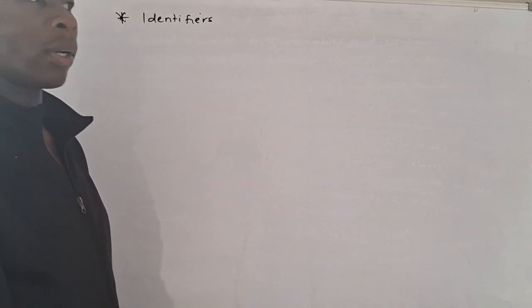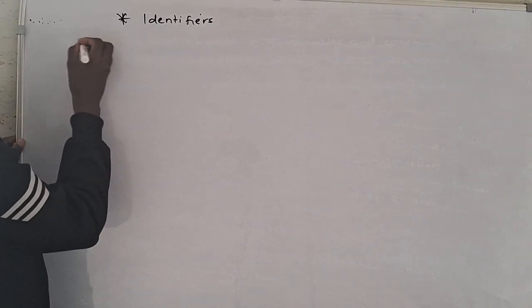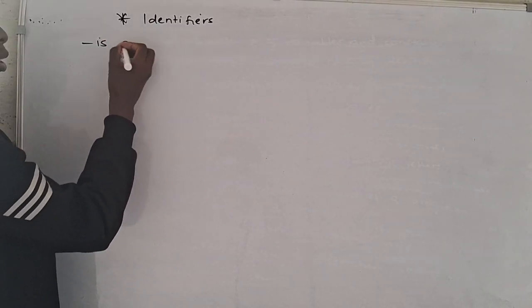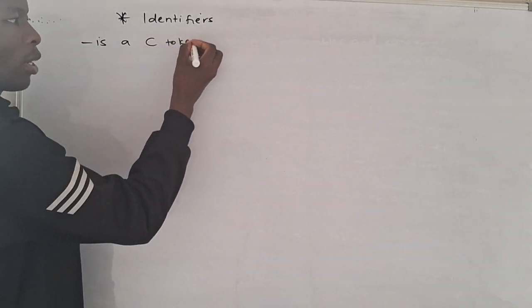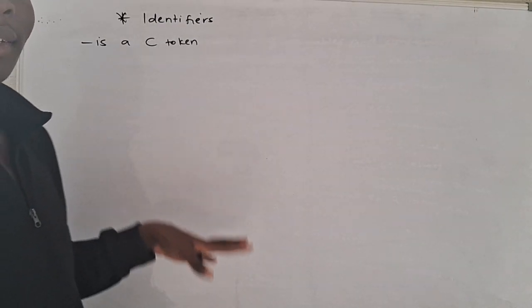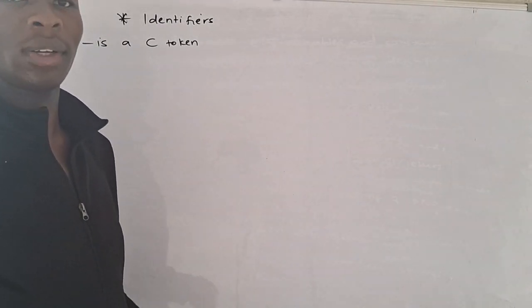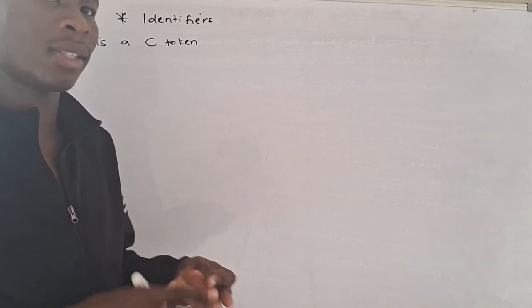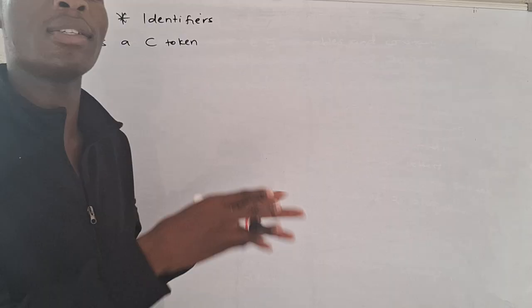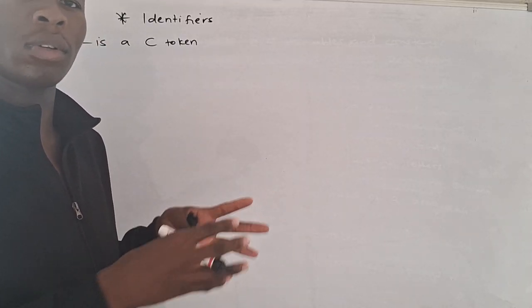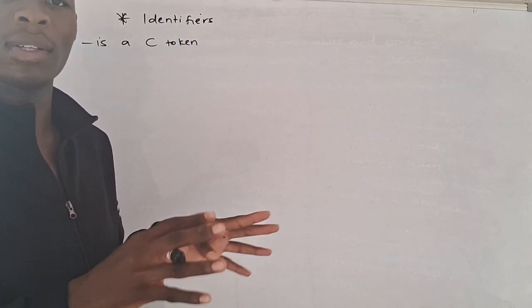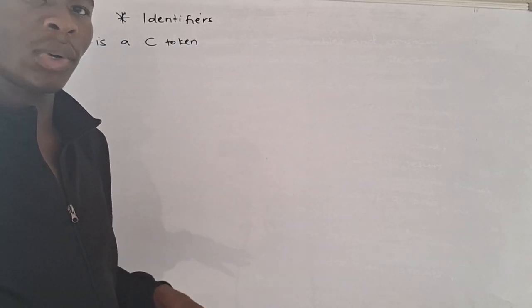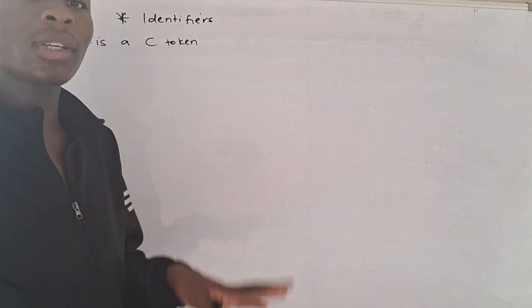In today's class we are going to define identifiers. An identifier is also a C token, just like keywords. What is a keyword? I said a keyword is a reserved word that has a specific meaning in C programming. So keywords are reserved words, already defined in C programming. The meaning of those words is already there in C programming. There are 32 keywords in C programming.